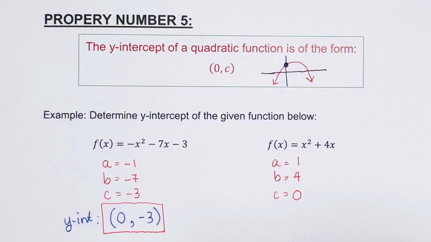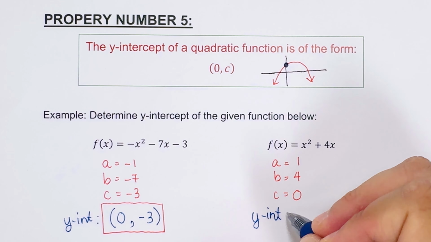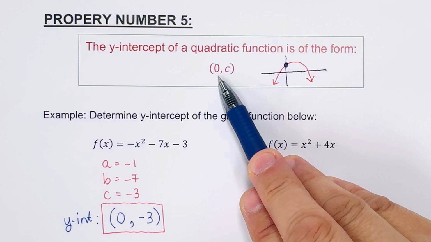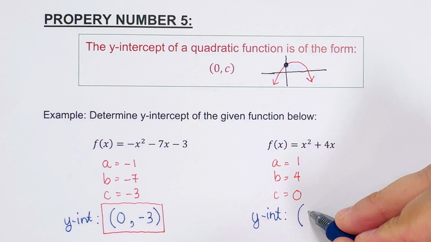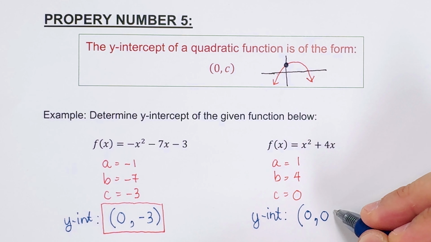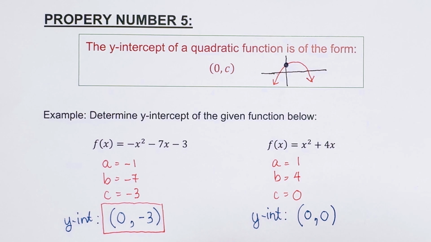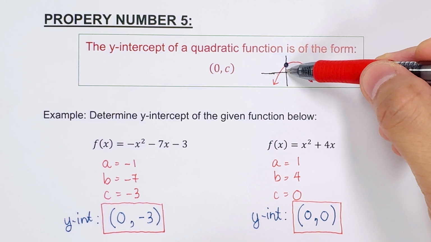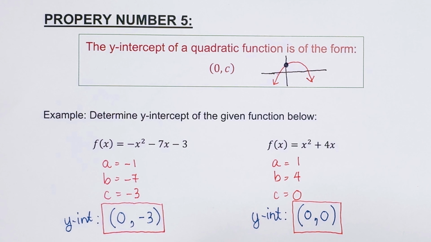Okay, so let's write down the y-intercept here. The general form of the y-intercept of every quadratic function is 0, c. So I write the 0 first. What is the c? 0. So it's going to sit at 0, 0, or at the point of origin. So this graph crosses the point of origin at 0, 0. So that's the y-intercept. This sums up the properties of quadratic functions.